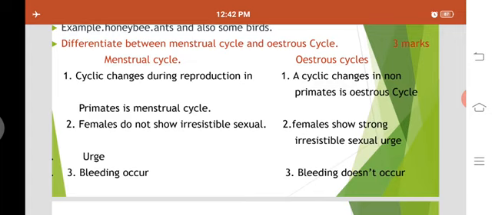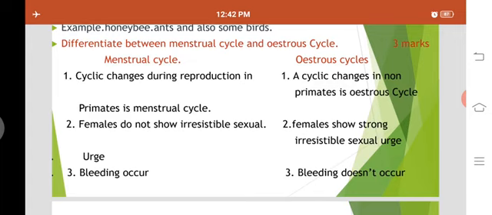Okay, then how to differentiate the menstrual cycle and the estrous cycle? The first difference: cyclic changes during reproduction in primates is called the menstrual cycle, and cyclic changes in non-primates is the estrous cycle. One takes place in primates and the other in non-primates.